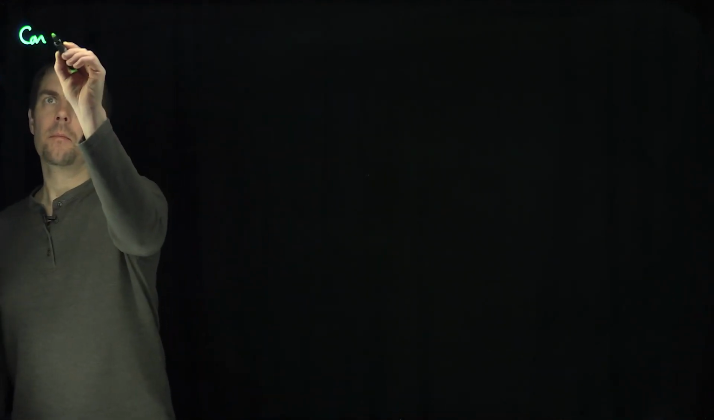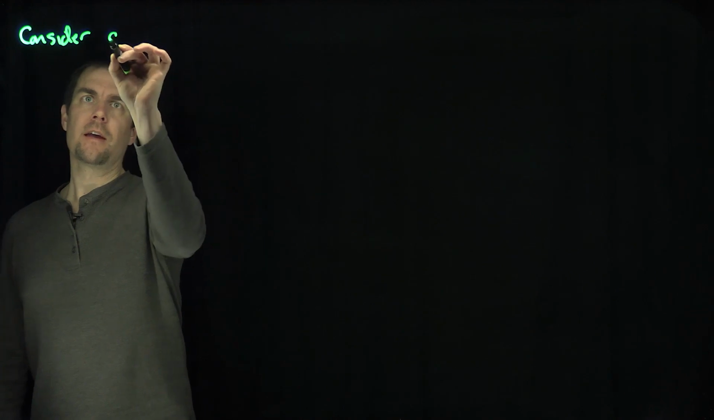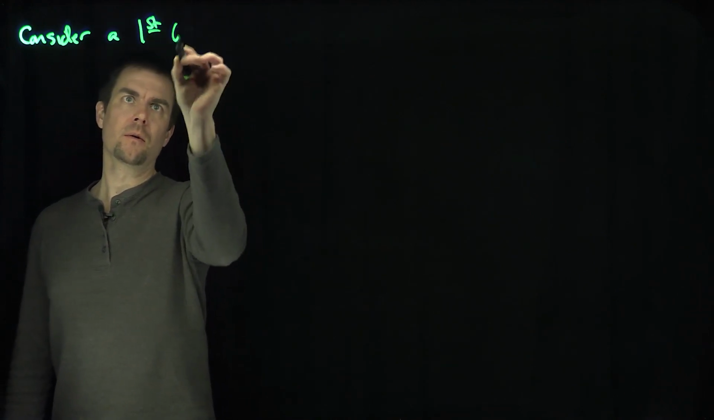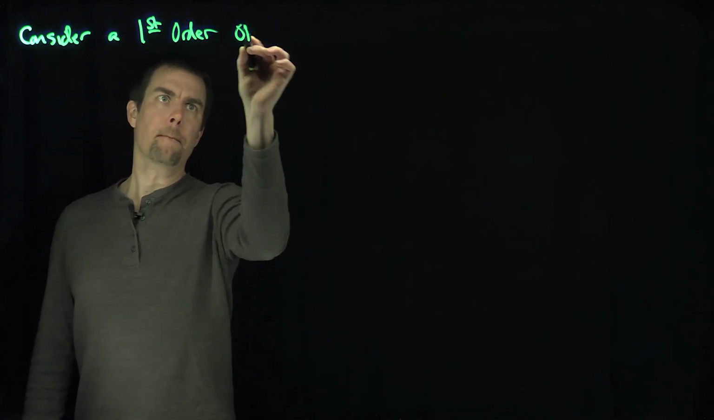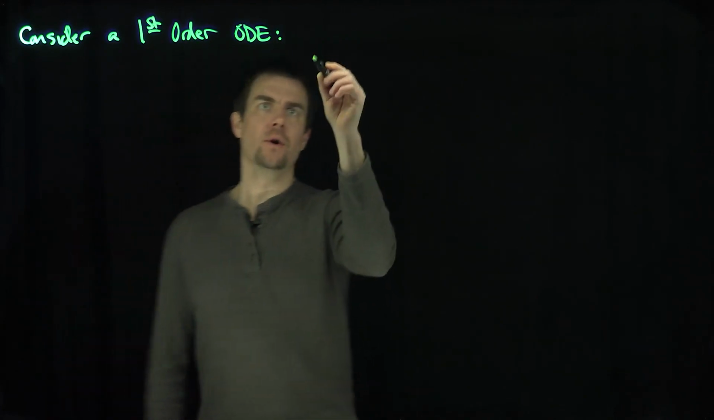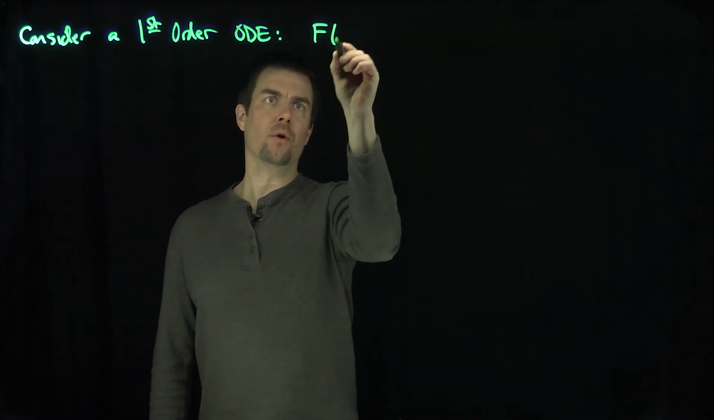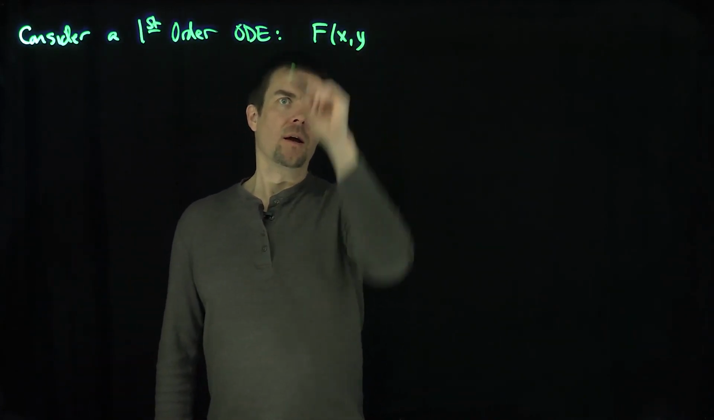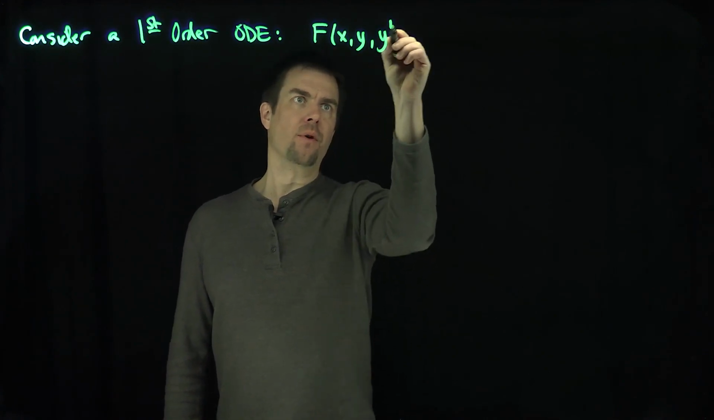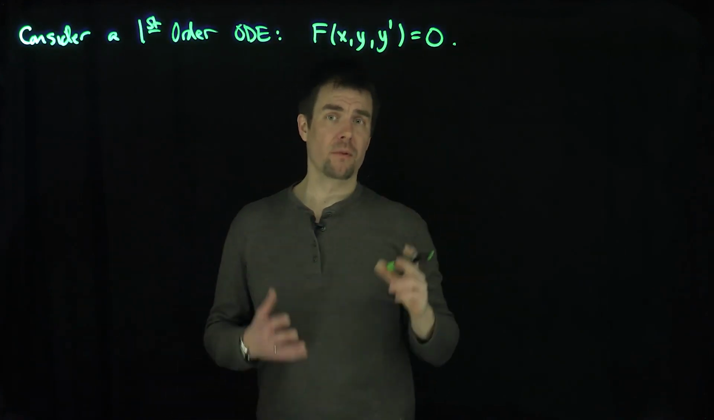Hello students, in this video we'll discuss nonlinear first-order differential equations which are explicitly solvable for the derivative. So let's consider a first-order ODE. And this ODE is going to look like what? Our general form of an ODE is f of x, y, and then y prime is equal to 0. That's our general form of an ODE.